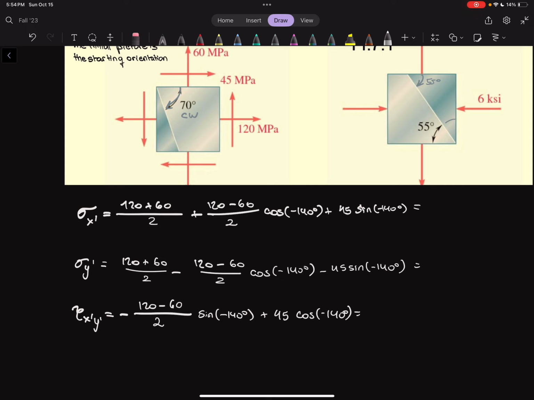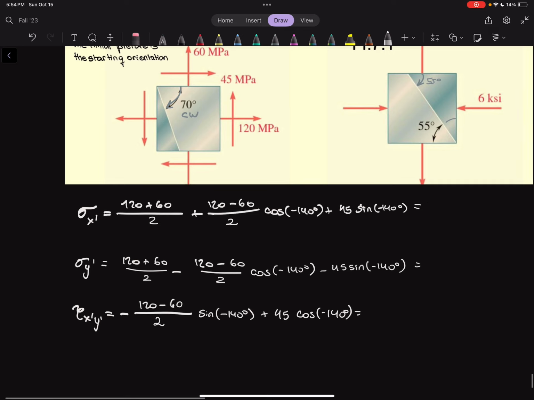And then you put everything into the calculator. So 120 plus 60, that's 180 divided by 2, that's 90. Plus 120 minus 60, that's 60 divided by 2, that's 30. Times the cosine of minus 140, make sure your calculator is in degrees, plus 45 times the sine of minus 140, and that's going to give us 38.1 megapascals. So that would be in tension.